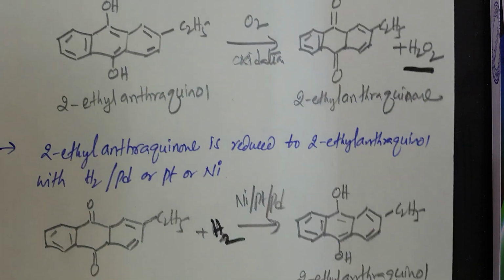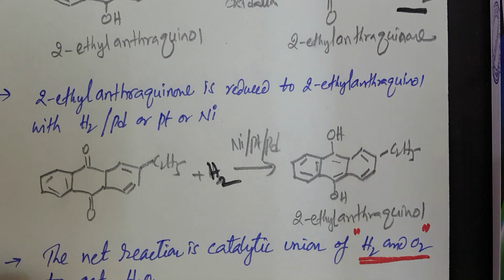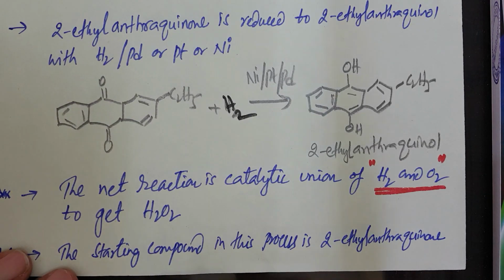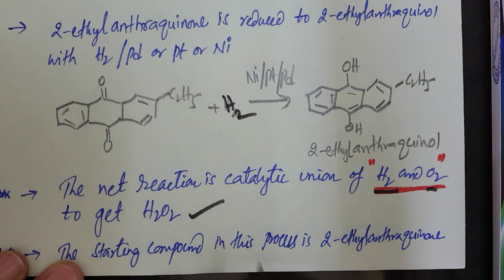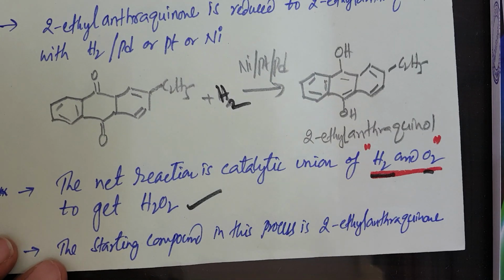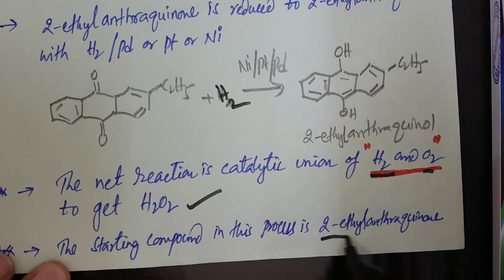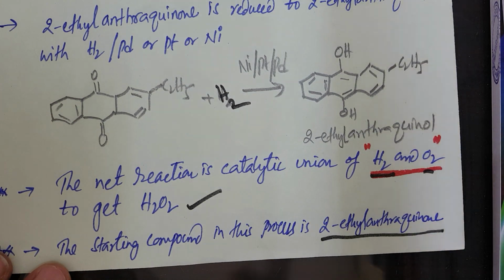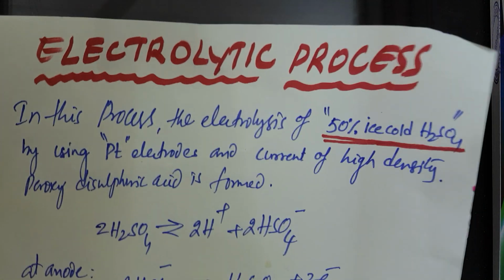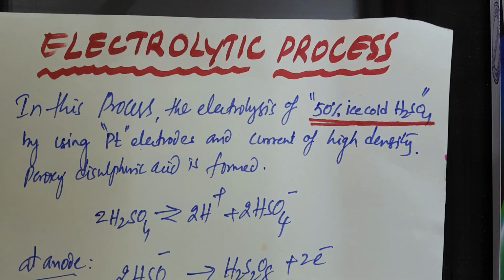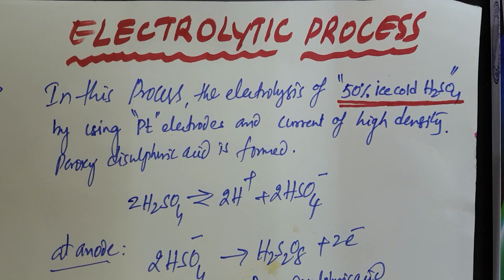Now here the net reaction: we are adding hydrogen and oxygen to get hydrogen peroxide, and the starting compound in this process is what? 2-ethyl anthraquinone, which is converted to 2-ethyl anthraquinol and then to hydrogen peroxide. Now the next method is a very important method, the electrolysis process. Listen carefully, this is important for IP 4 marks also.